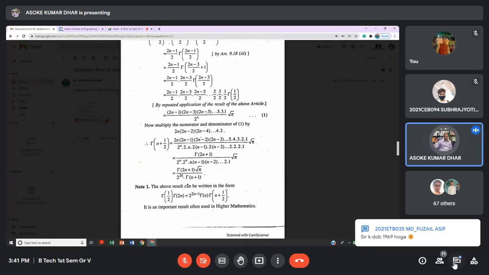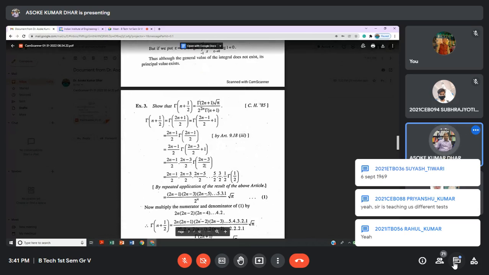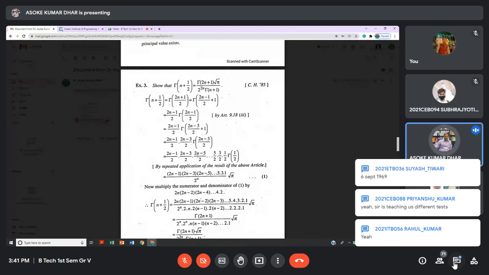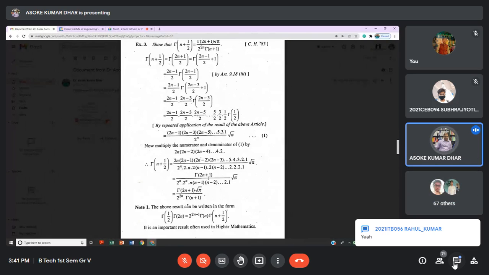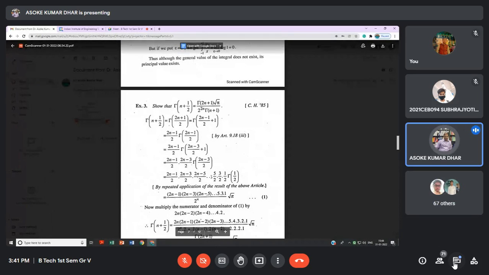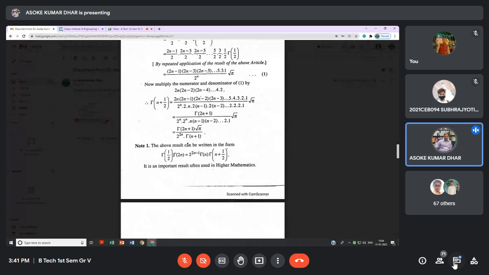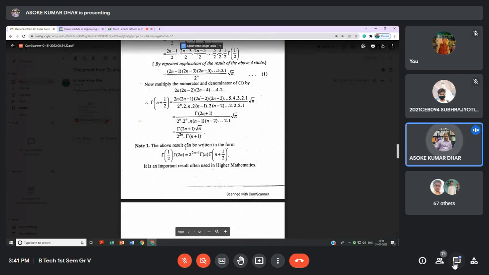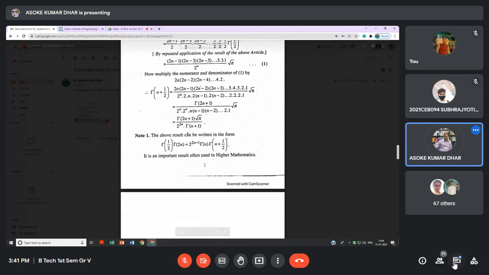Gamma n plus half is equal to gamma 2n plus 1 root pi by 2 to the power 2n gamma n plus 1. So this is a very important result. This problem is very important for examination purposes, so be careful and study how it can be proved. The above result can be written in another form, the same result in another form.